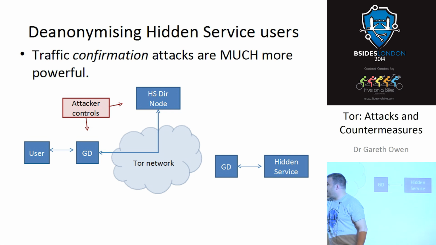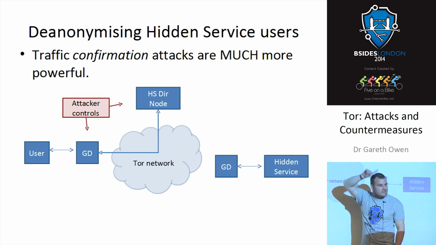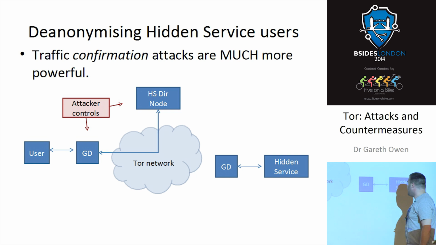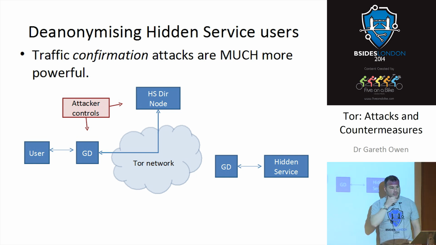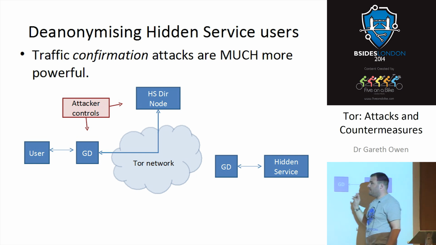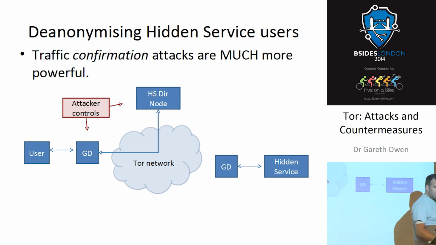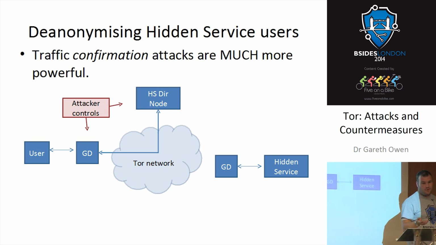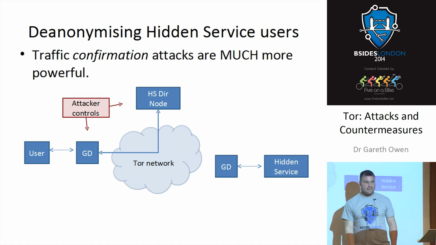A user has a guard node. We've got the hidden service directory, which is that distributed hash table spread out throughout the Tor network. And then we've got the Tor hidden service itself, which again is separated from the network by the Tor network. So when I want to visit this website, I go into the Tor network through my guard node, and I connect up to the hidden service directory and say, can I have the descriptor for that Tor hidden service, the list of those introduction points where it's available? And the hidden service directory sends it back to me.